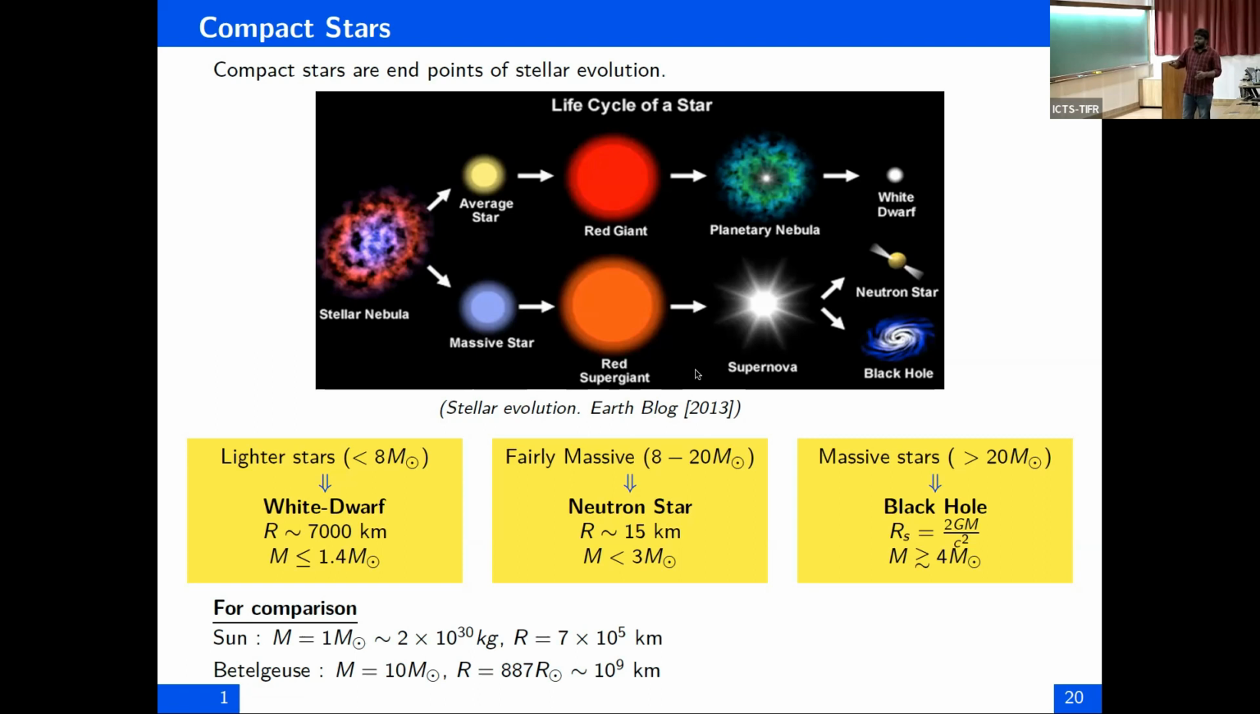And the mass of Betelgeuse is 10 solar mass. It's a supergiant star and its radius is 10 to the power 9 kilometers. But the radii of a white dwarf, neutron star and black hole are much smaller than those of the main sequence star and the supergiant star. So these white dwarfs, neutron stars and black holes are called compact stars.